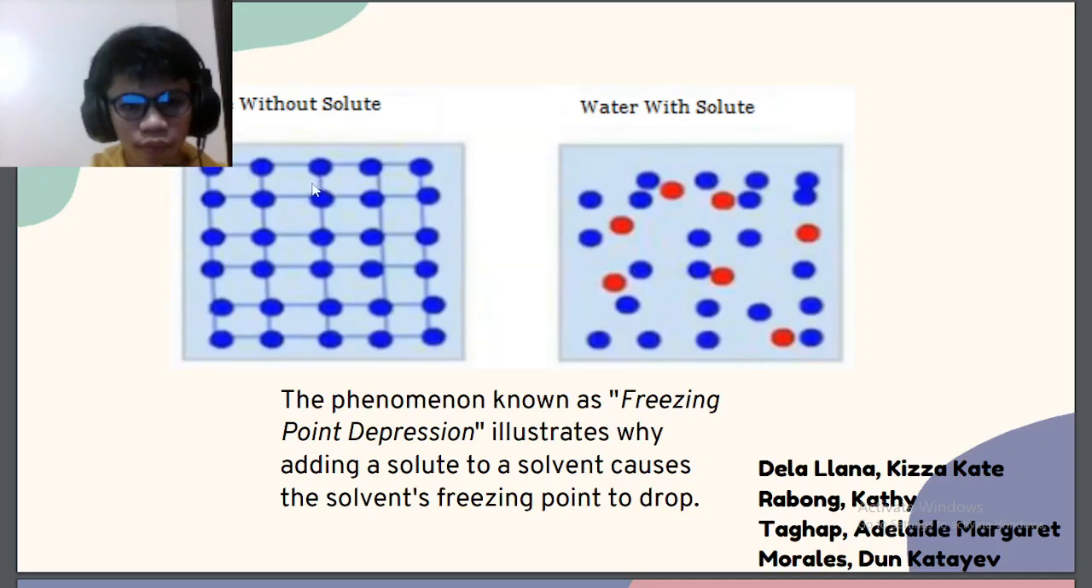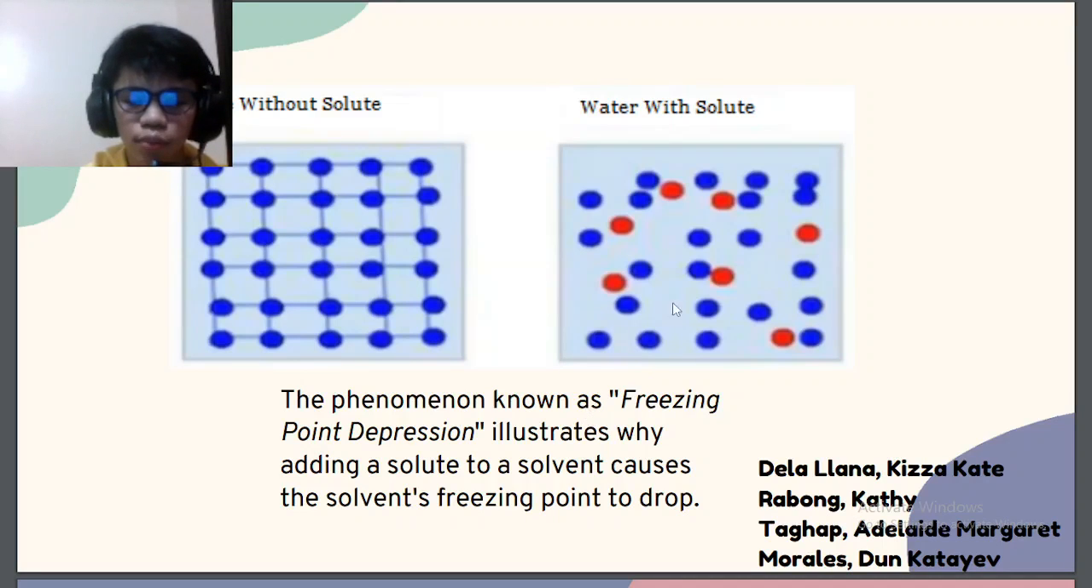without a solute. At certain temperatures, specifically 0 degrees Celsius or 32 degrees Fahrenheit, the water molecules will stop moving, and they will start lining up and crystallizing, therefore hardening, and water as a liquid state will become ice. On the right side of your screen, we have water with a solute. And if you can see the solute particles here, they actually give the water molecules a hard time to align with each other and to make a solid structure and become ice.